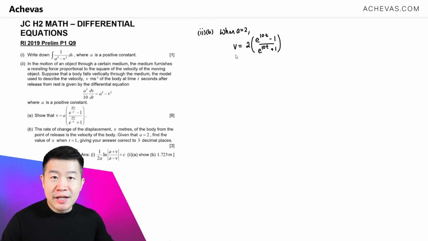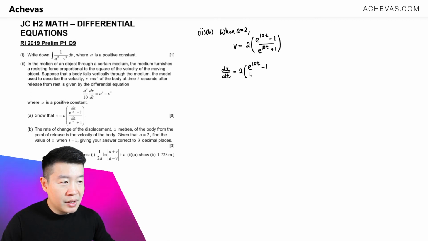And what is v? v is actually the rate of change of the displacement. So v can be replaced by dx/dt. So dx/dt is equal to 2 (e to the power of 10t minus 1) divided by (e to the power of 10t plus 1). And we are supposed to find the value of x when t is equal to 1. And that can be found by doing a process of integration. Because if you were to look at the question, x is measured from the point when the object is first released. That means when t is equal to 0, x is actually equal to 0.